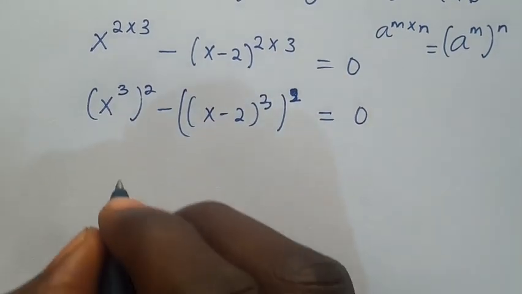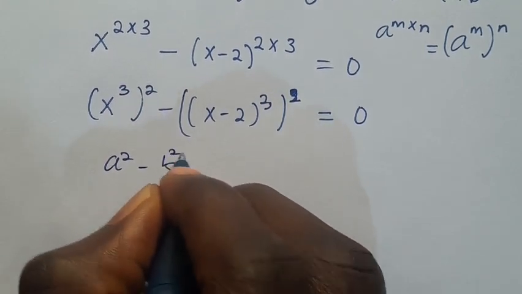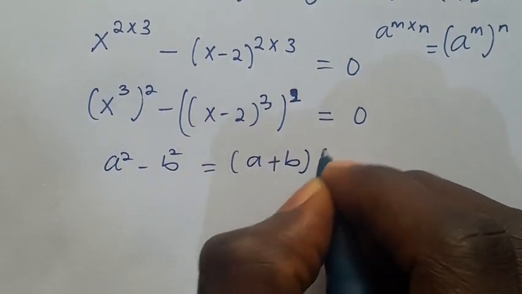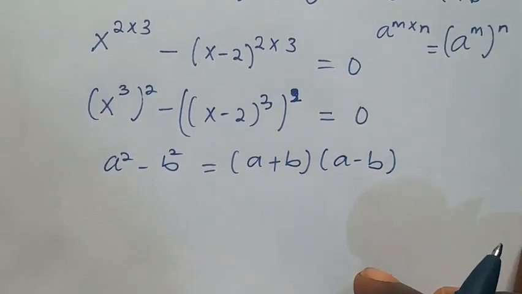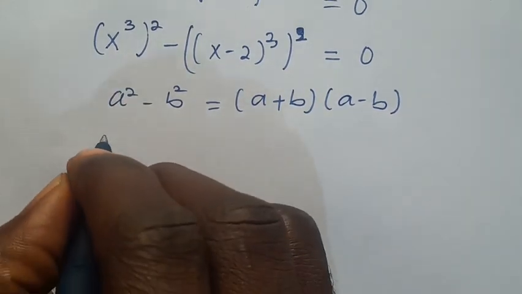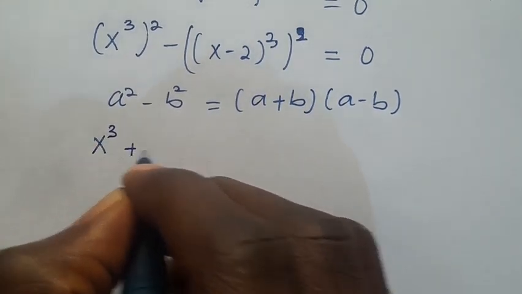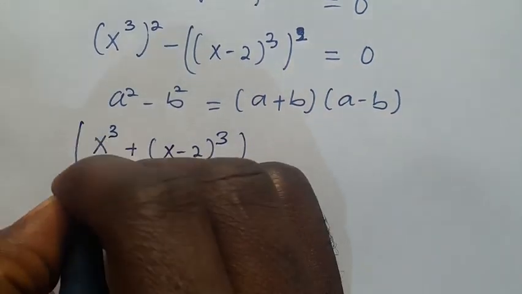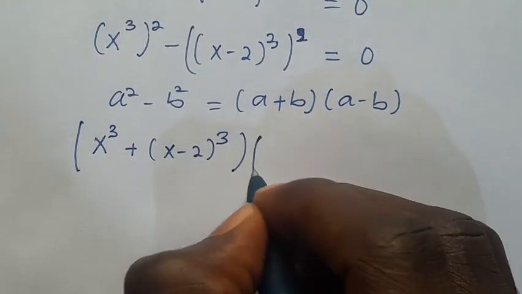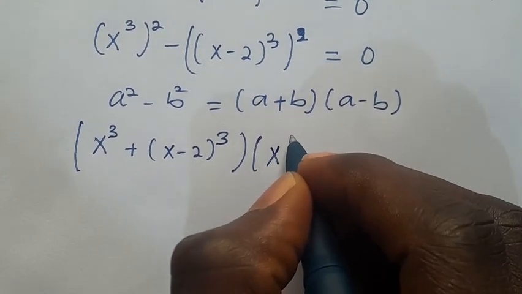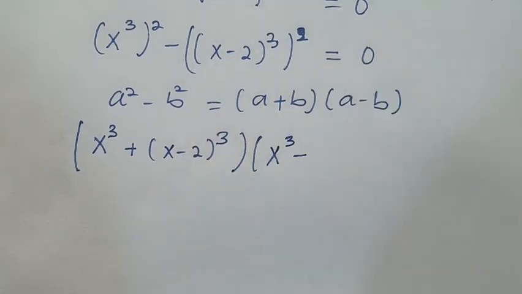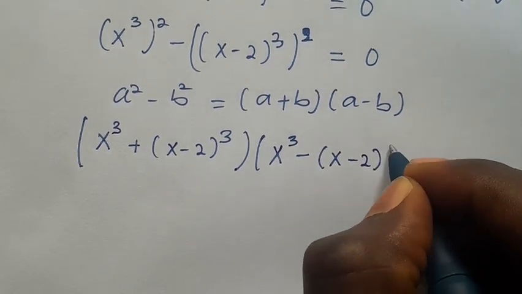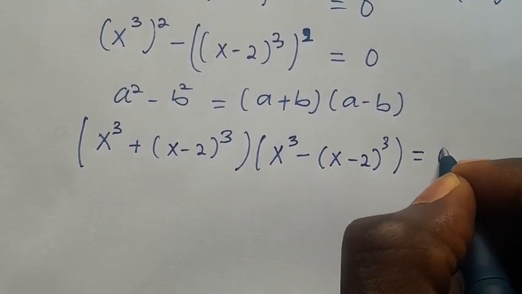Then let us recall that when we have a square minus b square, this is a difference of two squares, and this can be simplified as (a plus b) multiplied by (a minus b). So when we apply it here, we have (x to the power of 3 plus (x minus 2) to the power of 3). We close the first, then multiply by (x to the power of 3 minus (x minus 2) to the power of 3). Then we have everything equal to 0.